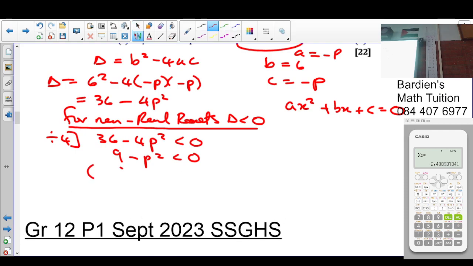So of course this is a quadratic here. So it's 3 and 3, p and p, plus and minus. So your critical values of course are 3 and minus 3. Okay.